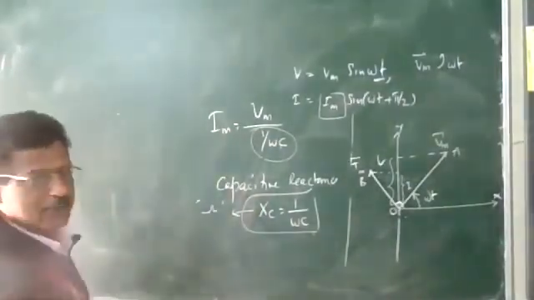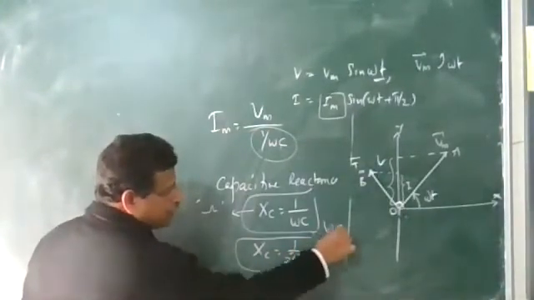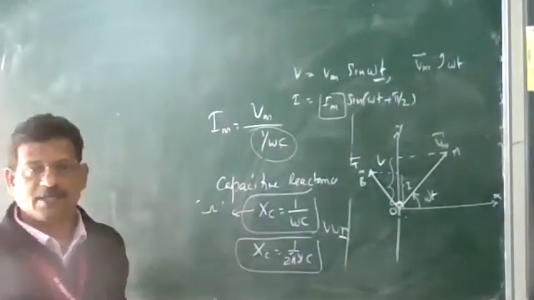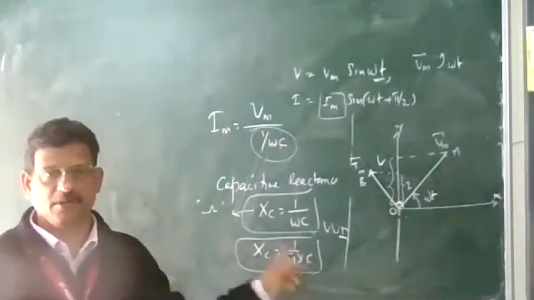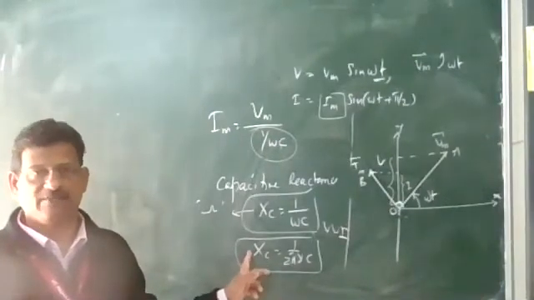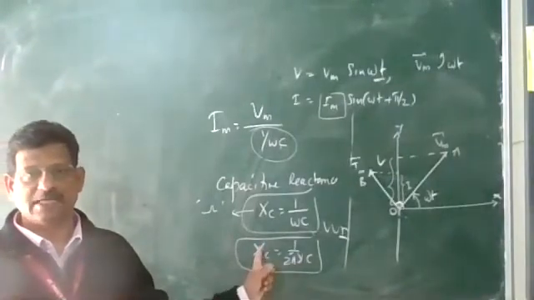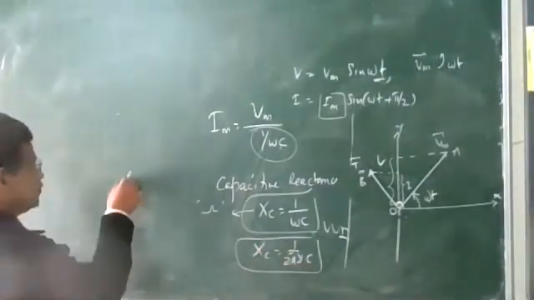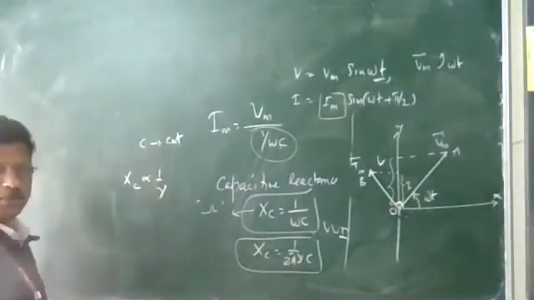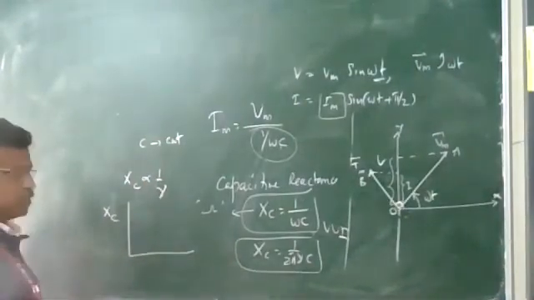X is equal to 1 by 2 pi nu into c. Very, very important: 1 upon 2 pi nu c, where nu stands for frequency and c the capacitor. If capacitance increases, the resistance offered by the capacitor will decrease. AC current can flow very easily, and it is also inversely proportional to frequency. It is inversely proportional to frequency as well as to capacitance. So, if C is constant, how does X_C vary with frequency? Inverse proportion. The whole question: what is the shape of the graph between capacitive reactance and frequency?